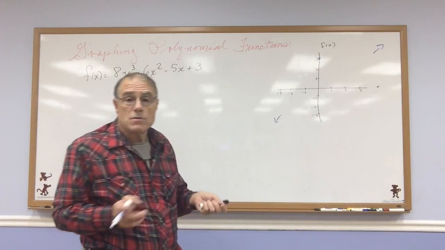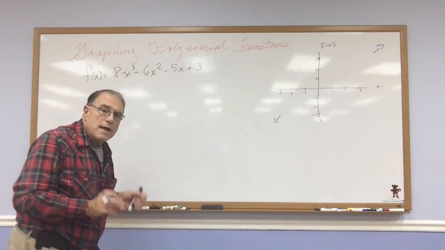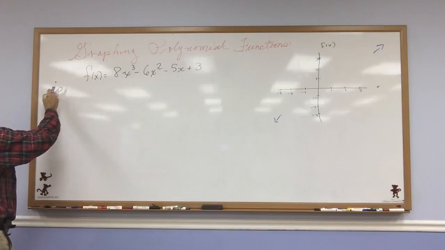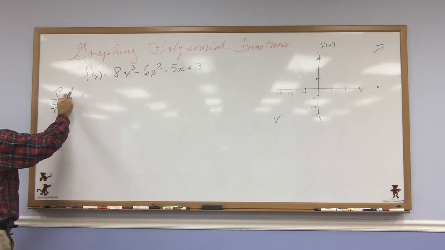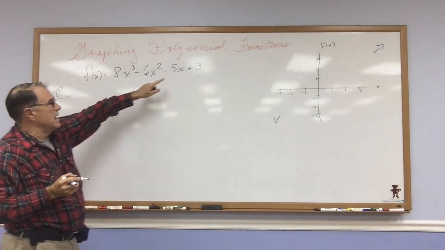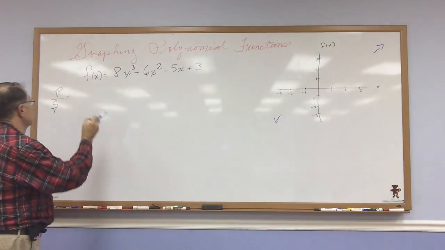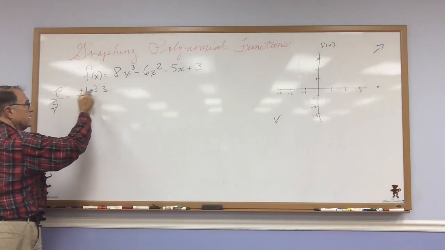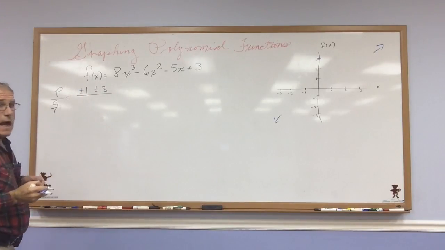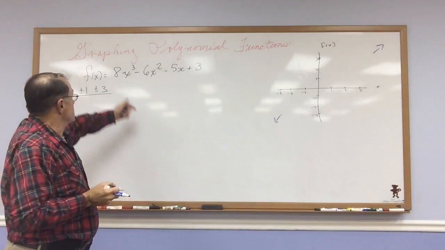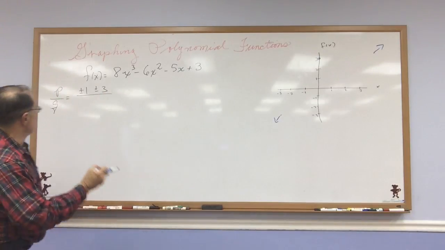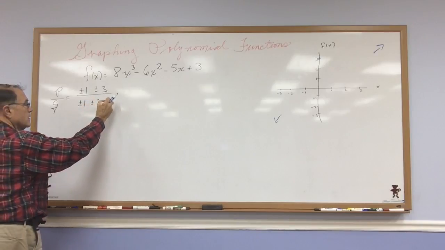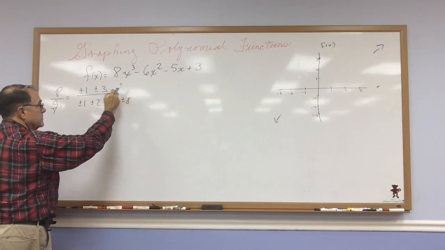Now, from the rational zero theorem, we know that any rational roots have to take the form p over q, where p would be a factor of the constant 3, and that would be plus or minus 1 or plus or minus 3. And q, the denominator, has to be a factor of 8, so it would be plus or minus 1, 2, 4, or 8.